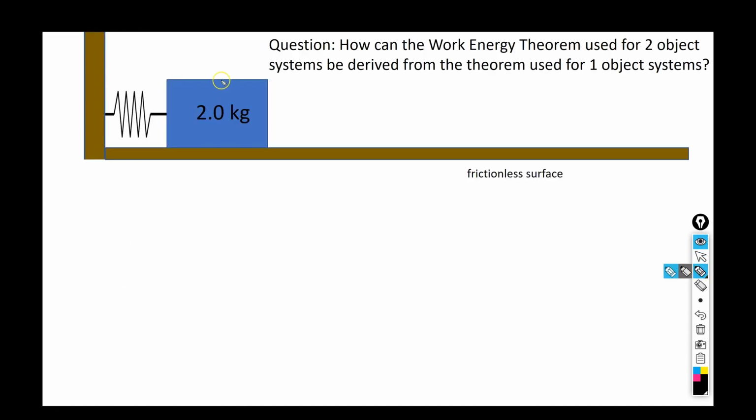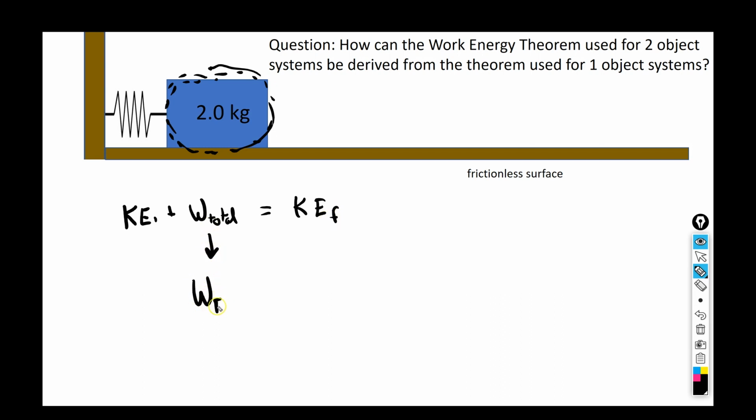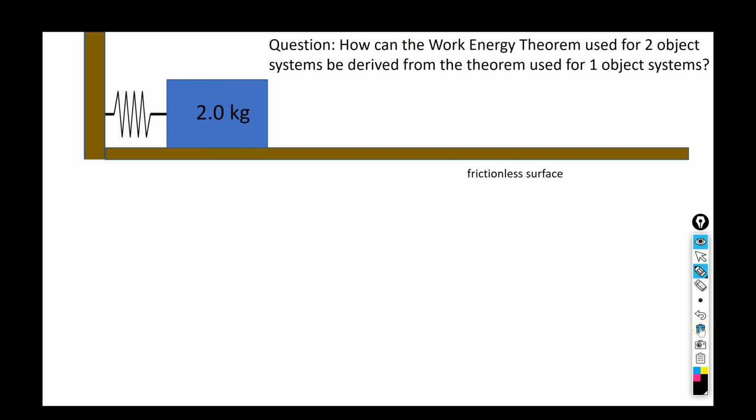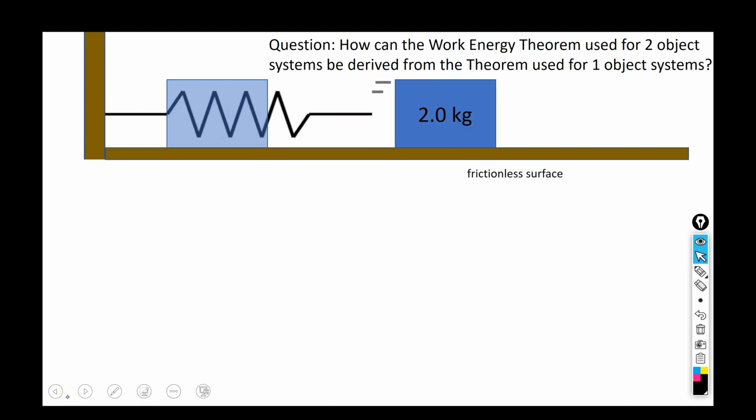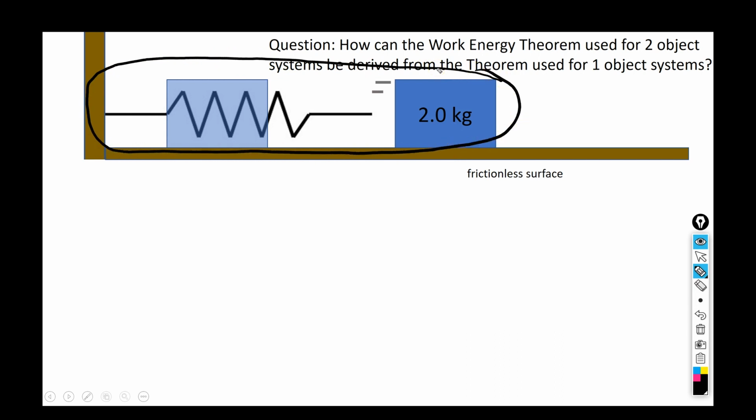In summary, if we just choose to analyze the box, and that's our system, then we would use the initial kinetic energy plus the total work done equals the final kinetic energy. And the work done would be the work done by the spring force as it pushes that box out to the right. But another route to go is to analyze both the wall, the spring, and the mass as our system.